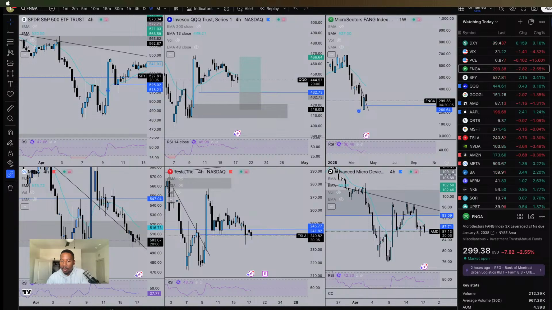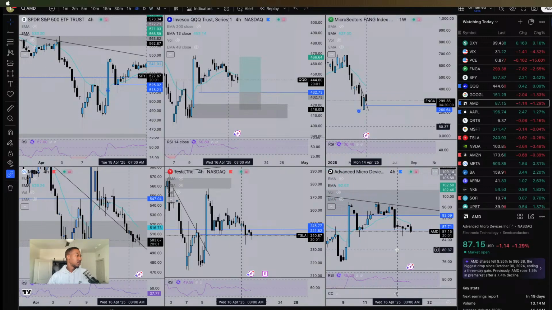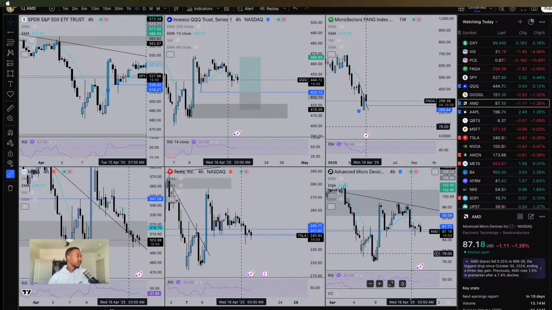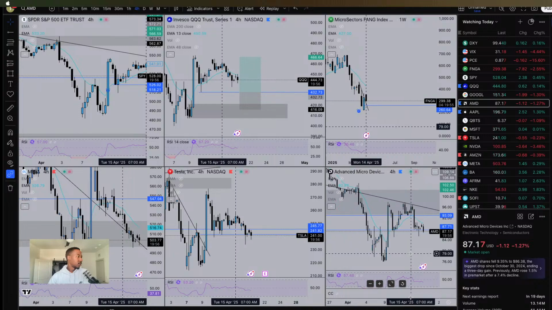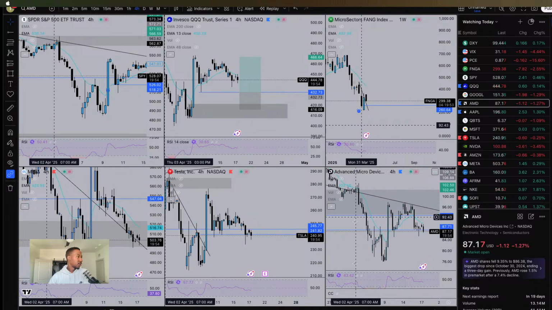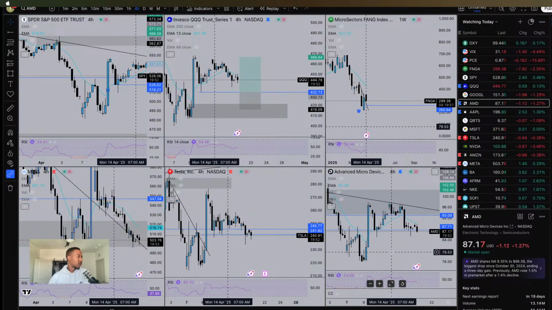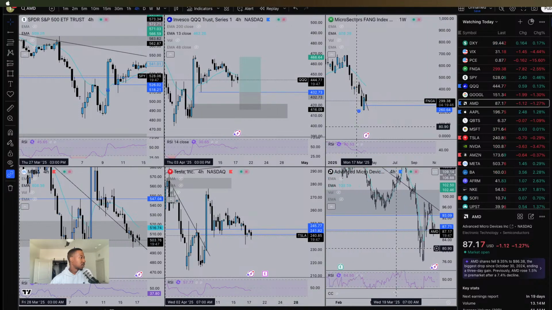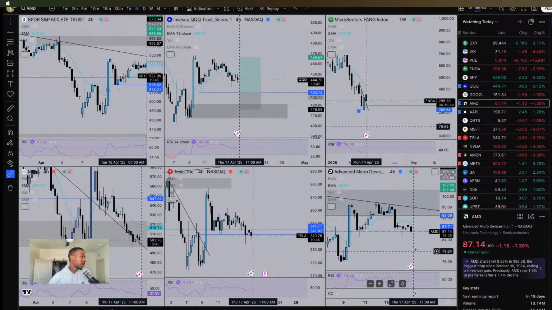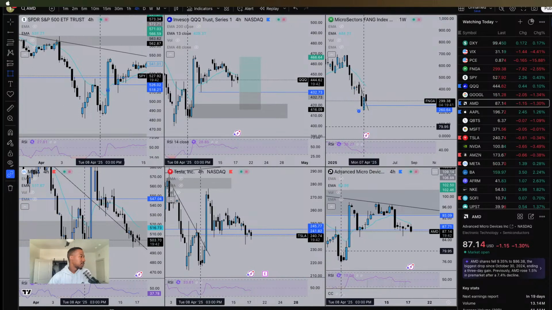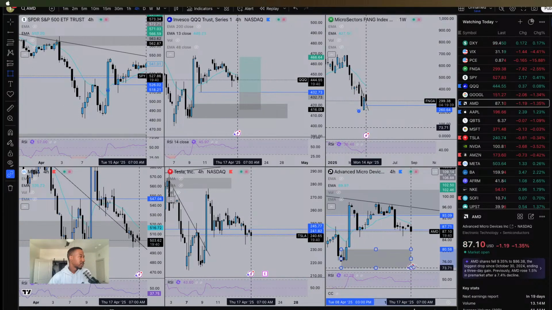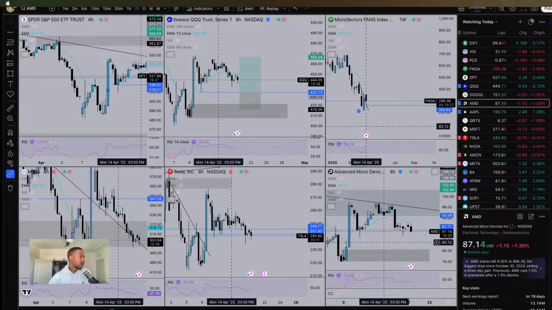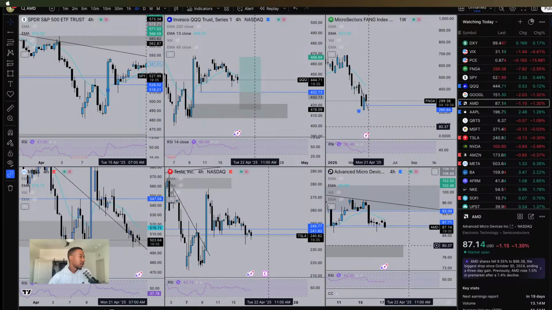AMD has supply and demand from here. Let's look at AMD. So right now, if we're looking on the 4 hour, AMD's demand is going to be about right here. Yeah, so it's going to be from about 80 down to about 76.